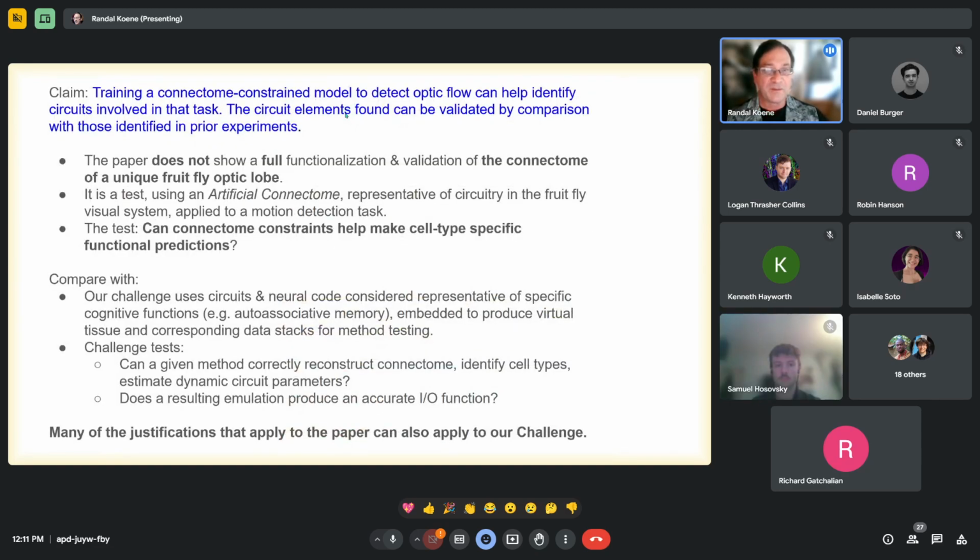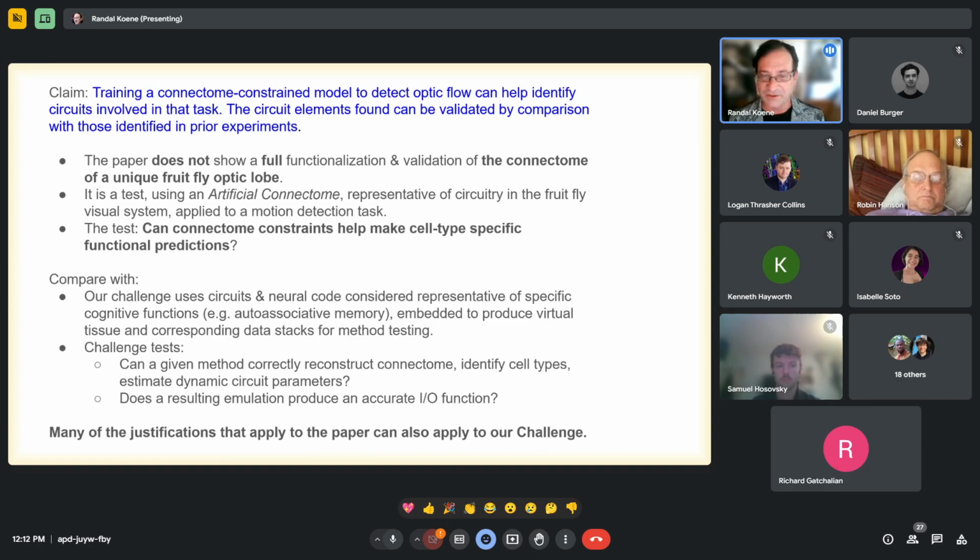Restating the claim, training a connectome-constrained model to detect optic flow can help identify circuits involved in that task. The circuit elements found can be validated by comparison with those identified in prior experiments. A few summary remarks right up front that I'll return to in the final take-home summary slides. This is not a study that attempts to fully reconstruct, functionalize and then validate the connectome of a unique fruit fly optic lobe, even though the connectome data comes from a unique fruit fly.